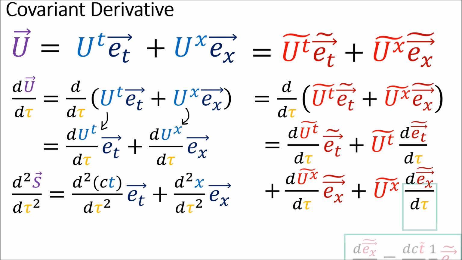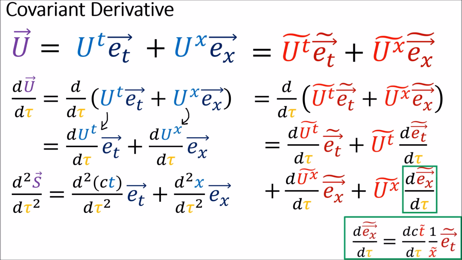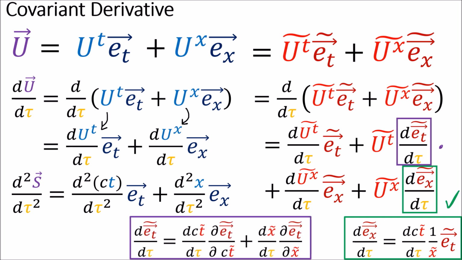Fortunately for us, we already calculated the derivative of e x tilde in the previous part of the video. But now we need to calculate the derivative of e t tilde with respect to tau. We can use the same strategy as before, expanding the derivative using multivariable chain rule, and computing the derivatives of the basis vector in the ct tilde and x tilde directions.